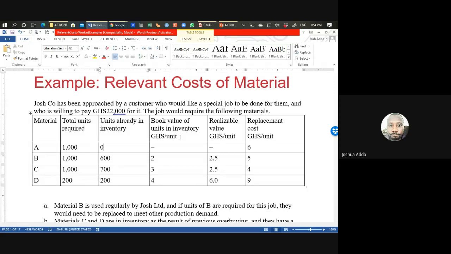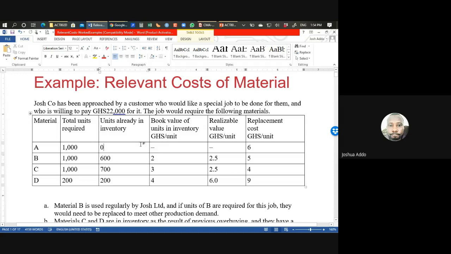What the books have, the values for the items. Simply put, I don't want to go into accounting technicalities because we don't really need that, because of the people I'm recording the lecture for. Book value, in this sense, take it as the value that we have for the items of inventory in the books of account. That's the book value.